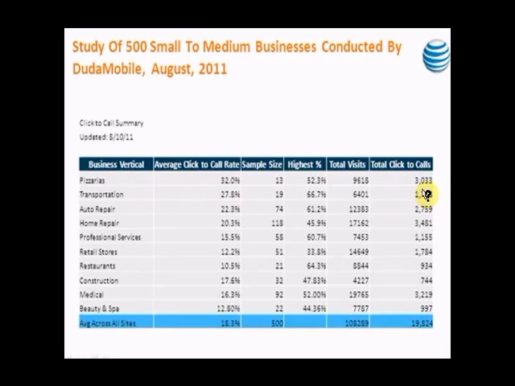Transportation companies, 1,700 click-to-calls out of 6,400 visits. That's 27.8%. How about auto repair? Let's say you're an auto mechanic. Why should an auto mechanic have a website? Because we can get you a 22% conversion rate for people to ring you if you simply have a mobile website. Because guess what? People break down on the side of the road. They use their mobile phone to look for an auto repair company.